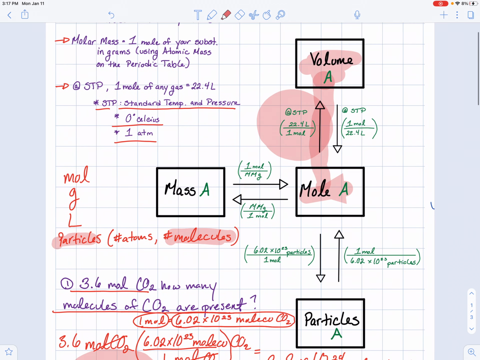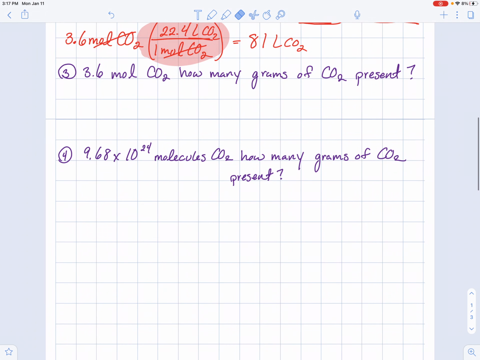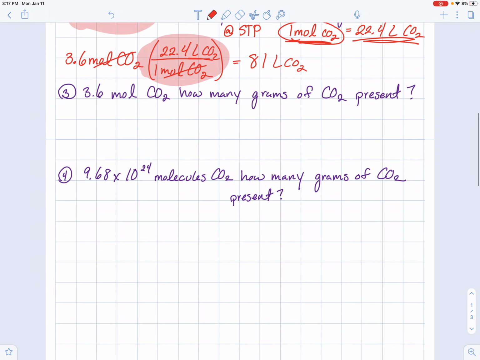All right, so we've got 2 more problems that I wanted to show you so you can see how you should be approaching these problems. For our next one, we've got 3.6 moles of CO2 and how many grams of CO2 are present. So again, 3.6 moles of CO2 is what I'm starting with. And then I'm going to have to multiply it by some conversion factor. And I want to get out of moles, and I want to be in grams.